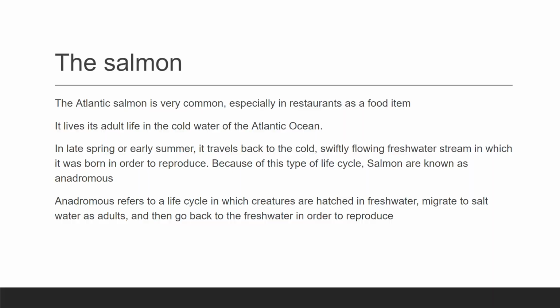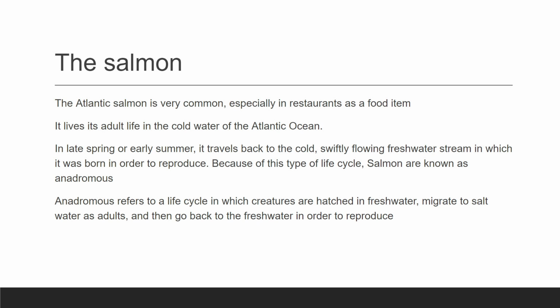There's also the salmon. An Atlantic salmon is very common, especially in restaurants as a food item. It lives in adult life primarily in cold water of the Atlantic Ocean, but in the late spring or early summer it travels back to the cold, swiftly flowing freshwater stream in which it was born, and that's in order to reproduce. Because of this type of life cycle, salmon are known as anadromous.